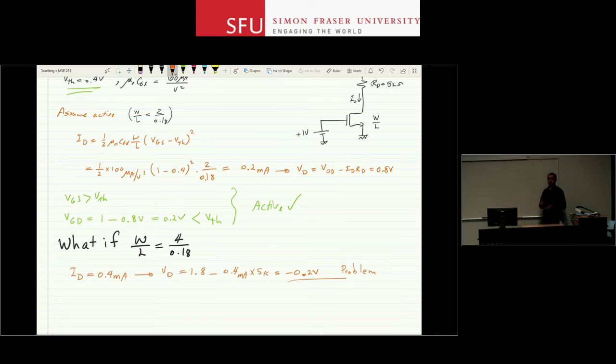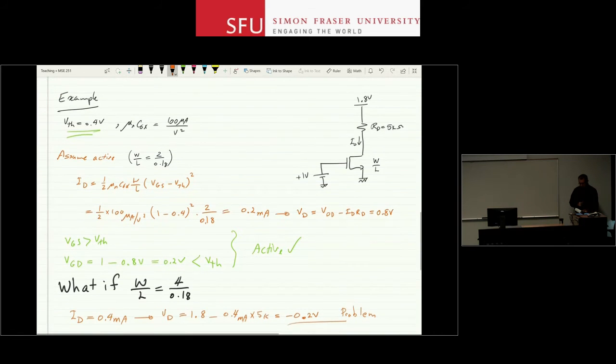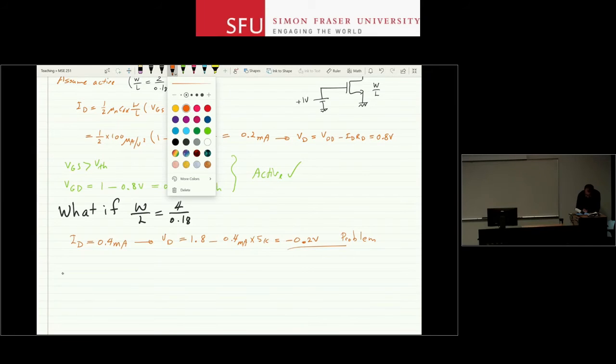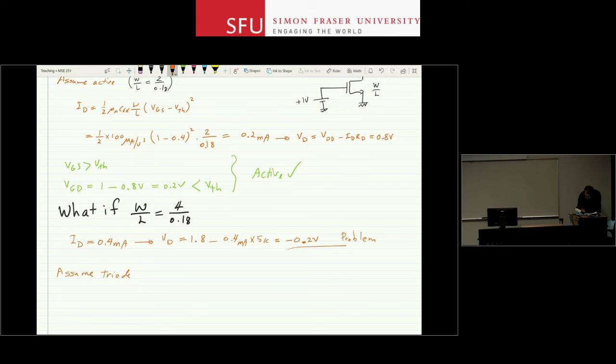Well, my assumption for active region most likely wasn't true. And if that's not true, what is the other operating region that I can assume? Well, you can assume cutoff, but that's not really very smart because you already know VGS is larger than VTH. So that's a pointless assumption. If you go and solve the circuit, again, you will have a contradiction very soon. So let's assume triode now. Or it must be triode because it's not cutoff, it's not active.